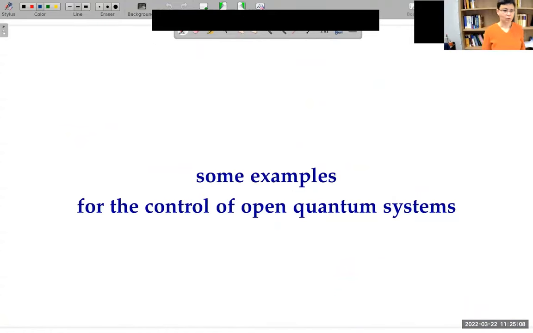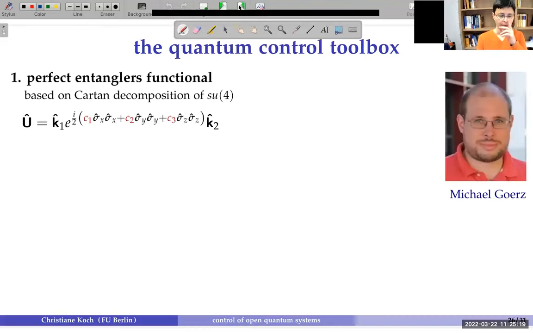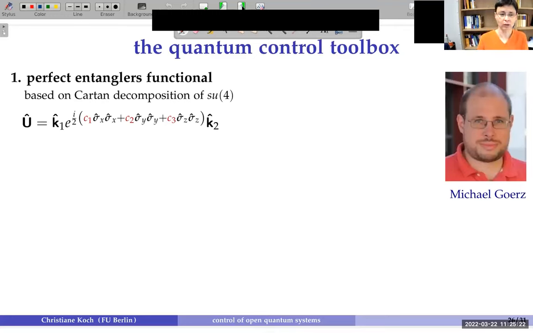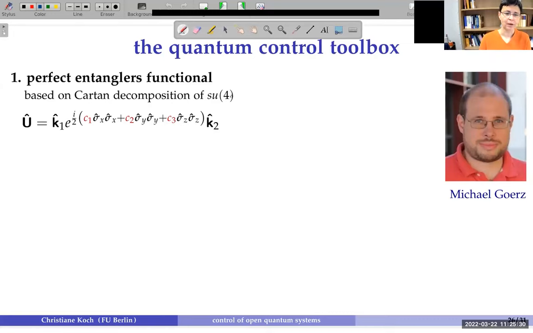Okay, so now let me give you just as maybe inspiration to look into this in a bit more detail in what is already literature, some examples for the control of open systems. And here I want to advertise one more functional that I would call unconventional, which is based on the Cartan decomposition of SU4. And so for a two-qubit gate, we can write any two-qubit gate in terms of local operations, K1 and K2, and then the non-local part, which is given by this exponent and the sum of these three Pauli matrix products.